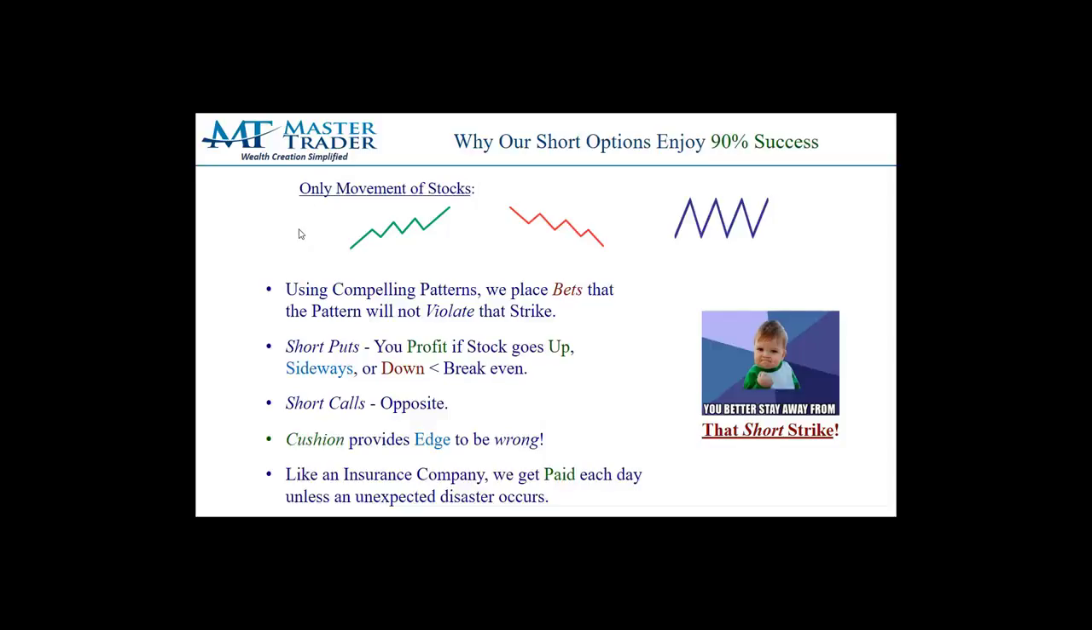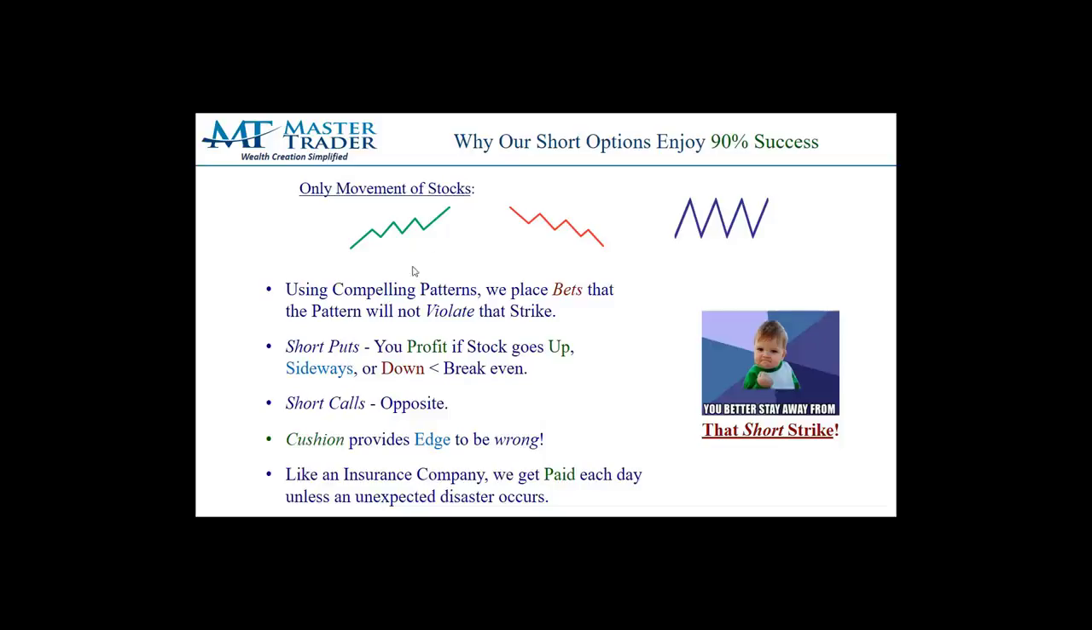So let's just keep it simple. These are the only things a stock can do: uptrend, downtrend, sideways trend, choppy, volatile mess. So we're going to use patterns, and instead of taking a directional trade where we're making a bet of higher or lower prices, here we're making a bet that the pattern is not going to violate a certain area. So all we're doing is calling a top when we short call spreads, and we're just calling a bottom when we're selling put spreads.